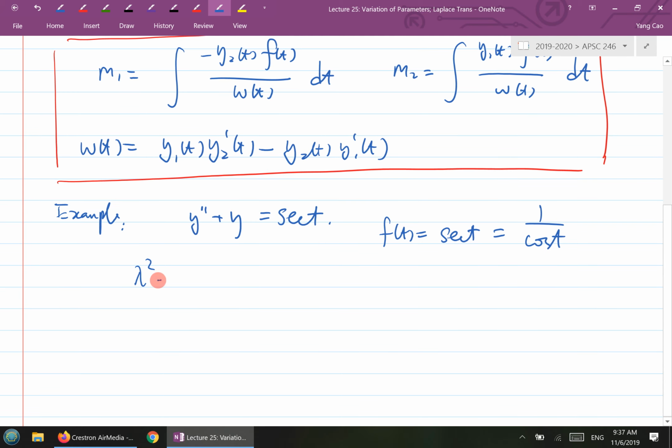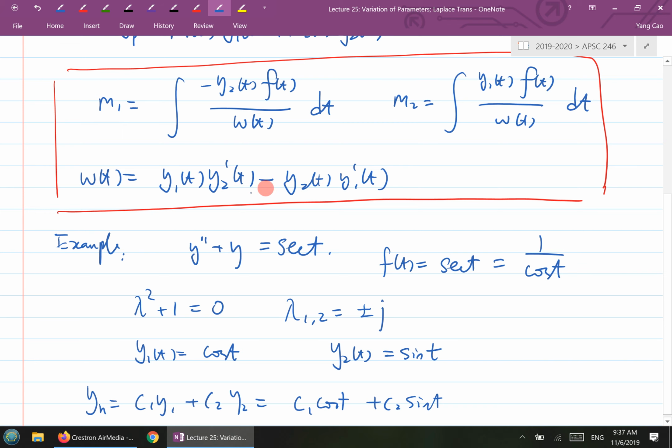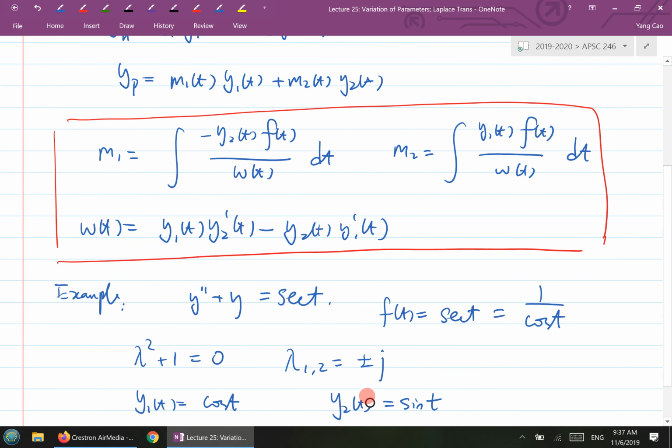First step is still to solve for the homogeneous solution. Set up the characteristic equation. You get two complex conjugate roots. So y1(t) is cosine t, and y2(t) is sine t. Then your yh is c1 y1 plus c2 y2, so c1 cosine t plus c2 sine t. That's as usual. Now we're going to use the formula right here to solve for our yp. But first we have to solve for m1 and m2, and then we can get yp. So let's solve for m1 and m2 using the two formulas.